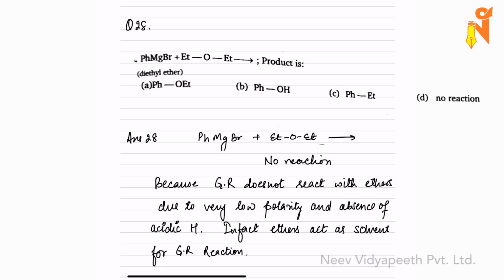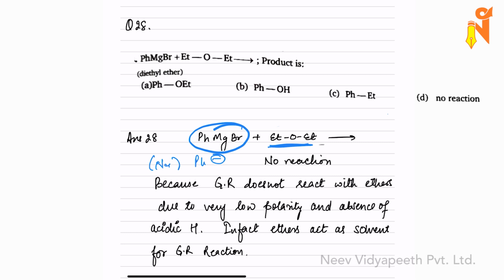Now come to question number 28. Here we have been asked, when phenyl magnesium bromide reacts with diethyl ether, what will be the product? First of all, you need to understand, as I said earlier, that nucleophilic attack will not happen in the case of normal open chain ethers just because oxygen is a bad leaving group. So here you have Ph minus as a nucleophile, and it will not be able to attack this open chain ether.